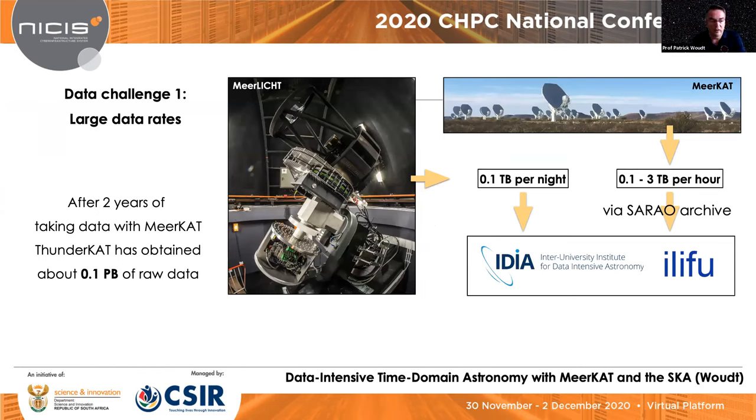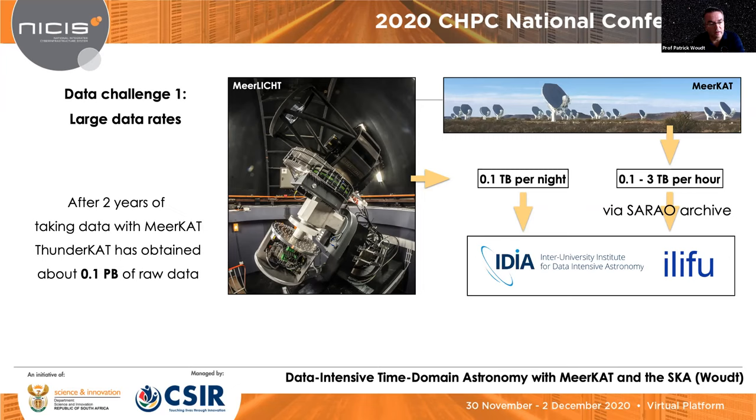And we mentioned the large data rates already. And I'll show you here the flow of data from MeerKAT through the SARAO archive to ilifu. This is large, but it's not unmanageable. We have data rates between 0.1 and 3 terabytes per hour coming off the data that we extract from the archive and that we're working with. Similarly, from MeerLICHT, we get about 0.1 terabytes per night. And so you can visualize this as saying 3 years of operation with MeerLICHT will give you roughly 0.1 petabytes into the archive. So these are big numbers, but they're not insurmountable.